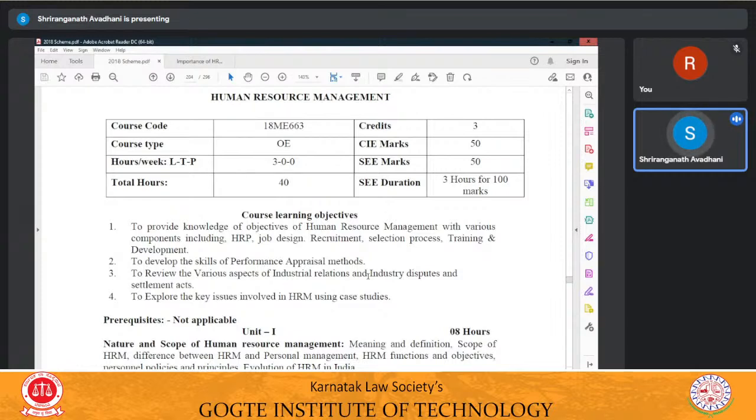And to explore the key issues involved in HRM using case studies. Some case studies also we have included in the syllabus, which are very helpful for you to understand the role of the human resource department in the organization, how it works, how the people who are working are connected, each one of them connected with the human resource department. This is what you are going to learn.